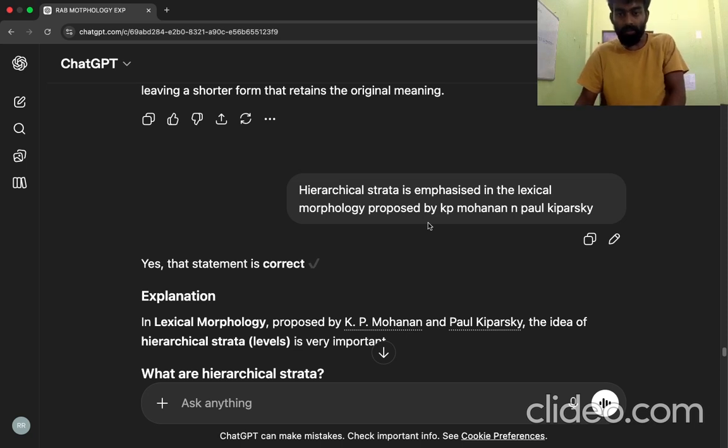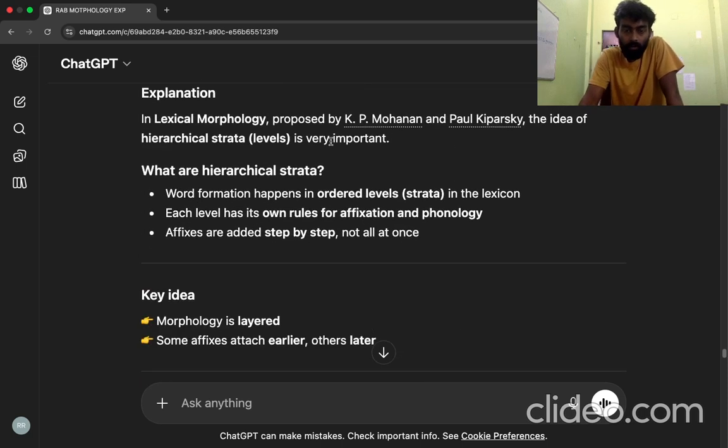Hierarchical strata is emphasized in the lexical morphology proposed by K.P. Moynihan and Paul Kiparsky. The idea of hierarchical strata, levels, is very important. What are hierarchical strata? Word formation happens in ordered levels, strata, in the lexicon. Each level has its own rules for affixation and phonology. Affixes are added step by step, not all at once.